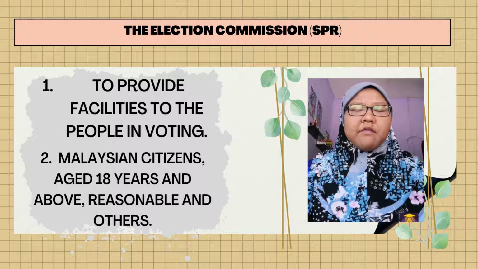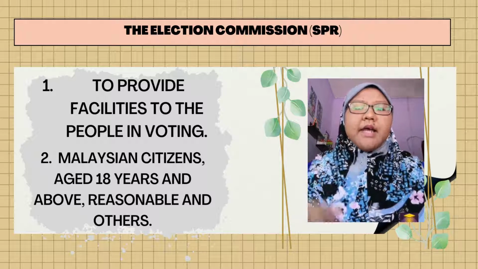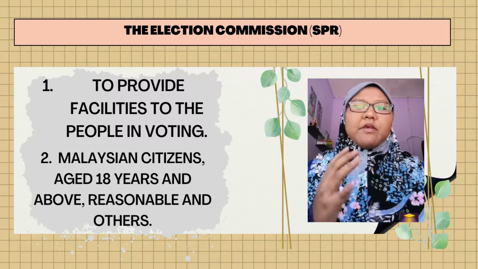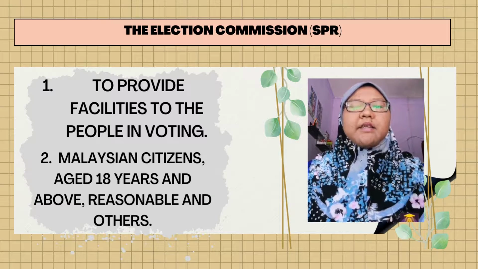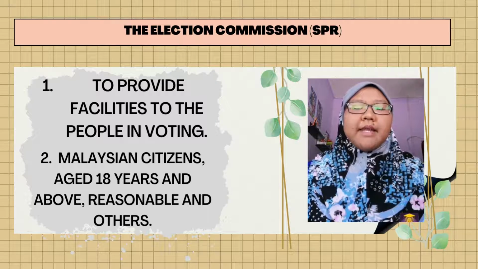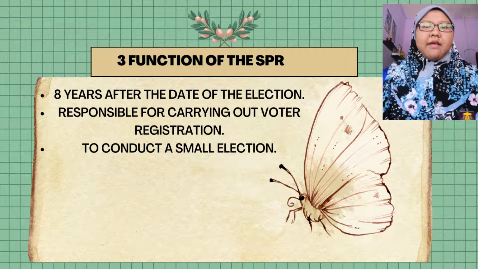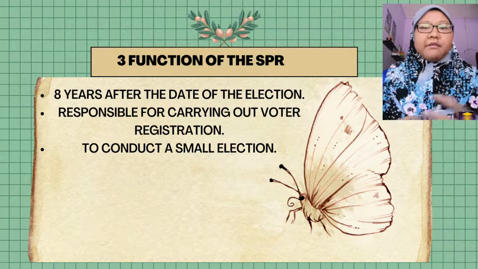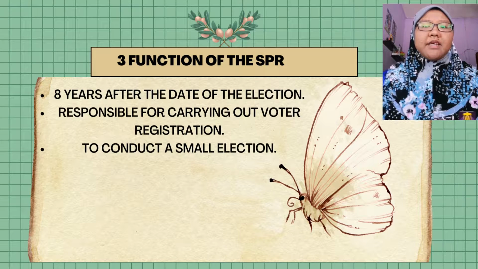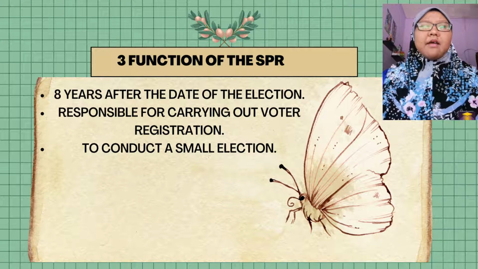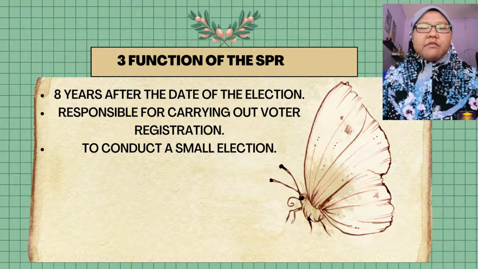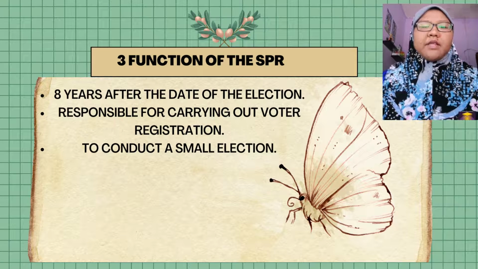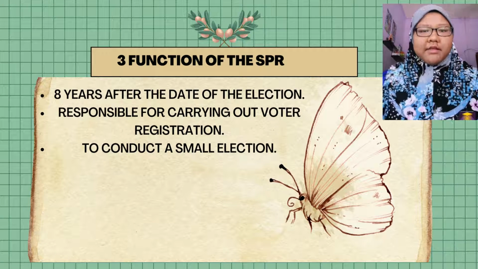In connection with that, the eligibility requirements for people who want to vote are being a Malaysian citizen, aged 18 years and above, of sound mind, and others. And lastly, there are three functions of the SPR. Firstly, to review the division of parliamentary and state constituencies at intervals of not less than 8 years after the date of the last review. The second function of the SPR is to be responsible for carrying out voter registration and voter register review.